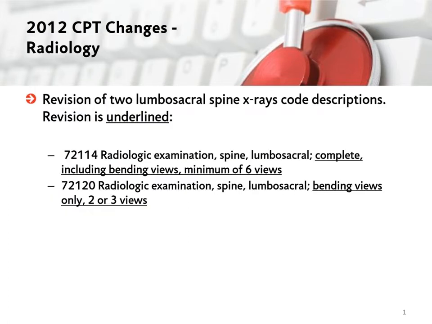Under the CPT 2012 changes for radiology, we have 2 examples of revised codes. We have 72144, which is the radiology examination, spine, lumbosacral, complete, including bending views, a minimum of 6 views. We have 72120, radiology examination of the spine, lumbosacral, bending views, 2 or 3 views. Again, it's very important that you read the revised codes.